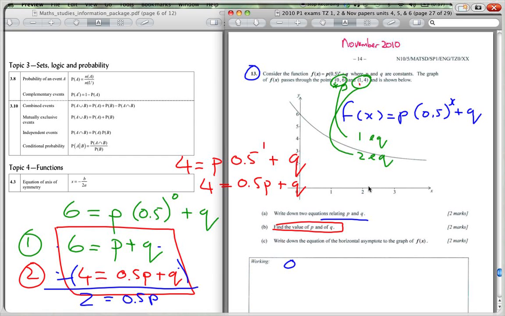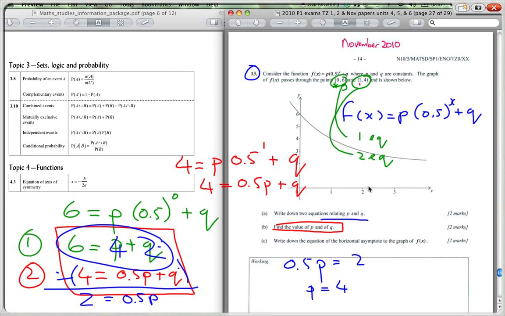So I'm going to get 0.5p is equal to 2. I'm going to divide both sides by 0.5, or multiply by 2, it's going to double up. So p is equal to 4. Now I can find q just by putting it back into this equation over here. So p is equal to 4. So what must q be? q must equal 2, because 4 plus 2 is equal to 6.